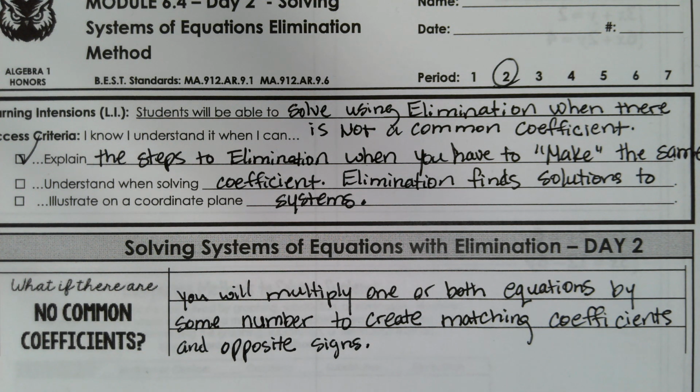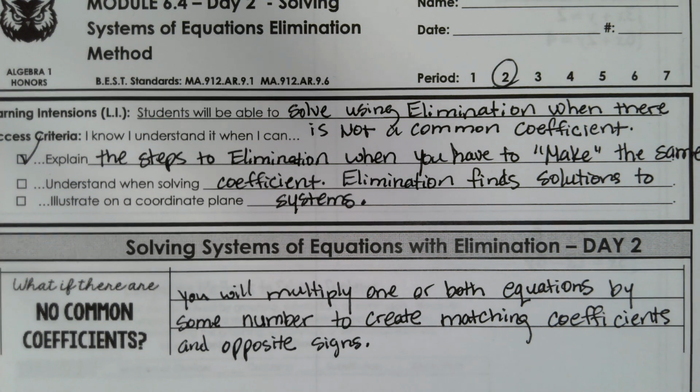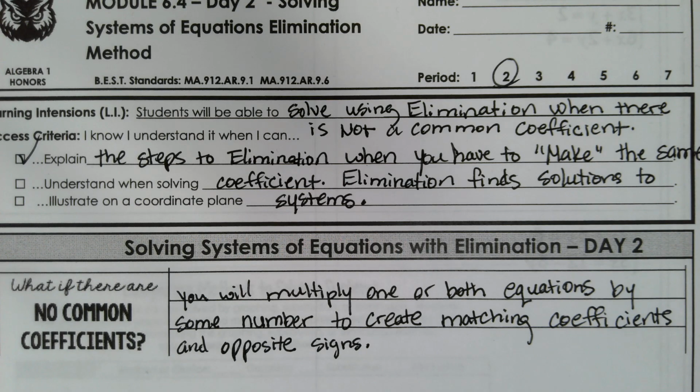Our learning goal today is to be able to solve using elimination when there is no common coefficient given. Okay, so you guys know in order to eliminate a variable, you've got to have the same number in front, opposite signs. Well, today I'm going to give you some systems where we've got to create that situation.